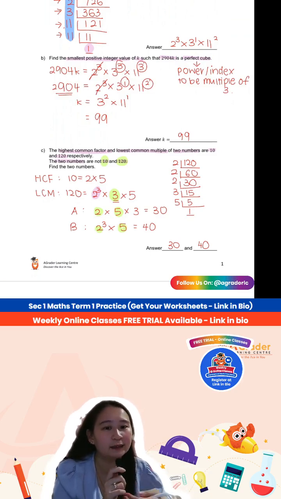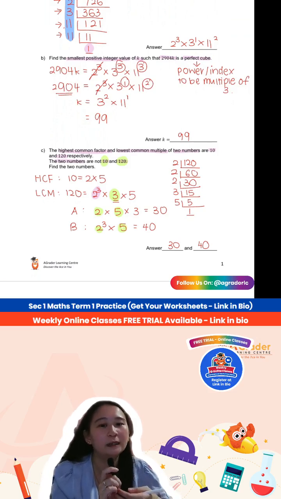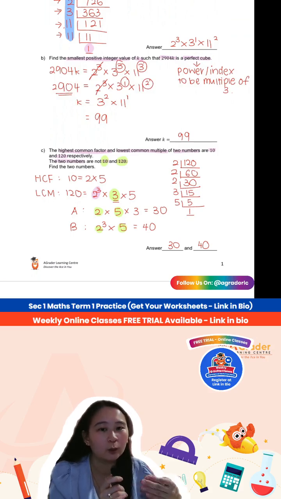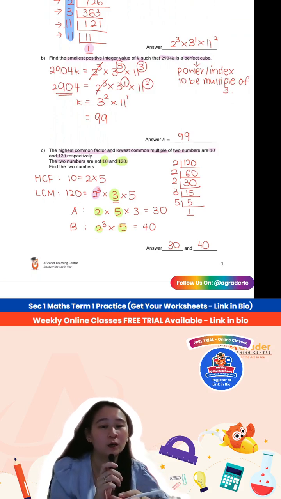Okay, then we look at the LCM, the lowest common multiple. It must come from one of the numbers. If not, it won't be in the lowest common multiple. So for the LCM, we have 2 to the power of 3. We look at the base 2 first. One of the numbers, A or B, must have this 2 to the power of 3.